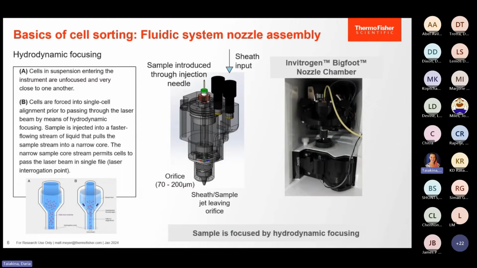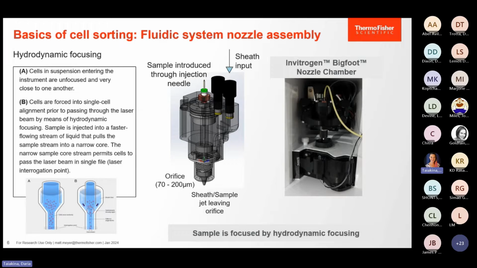So looking at the basics a little bit deeper, we can actually look at some of how these pieces of hardware work. In the middle of the screen is the actual nozzle body assembly. That's a fluidic assembly where the sheath comes in at the top right part here, and it comes around and gets injected into the actual nozzle itself. And then we have our sample, which is introduced through the injection needle.